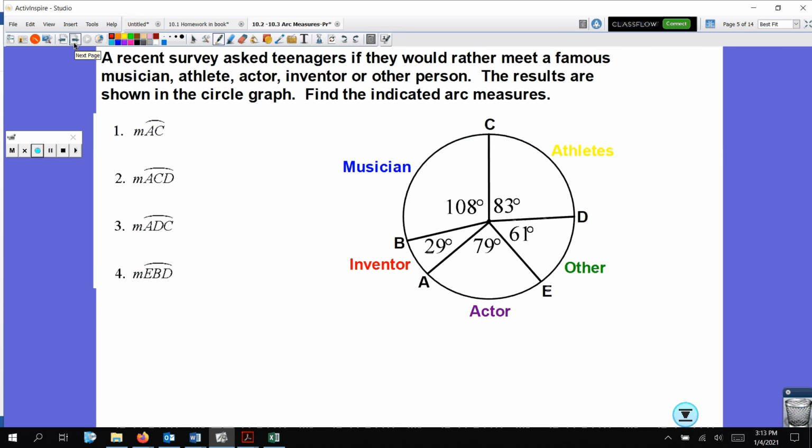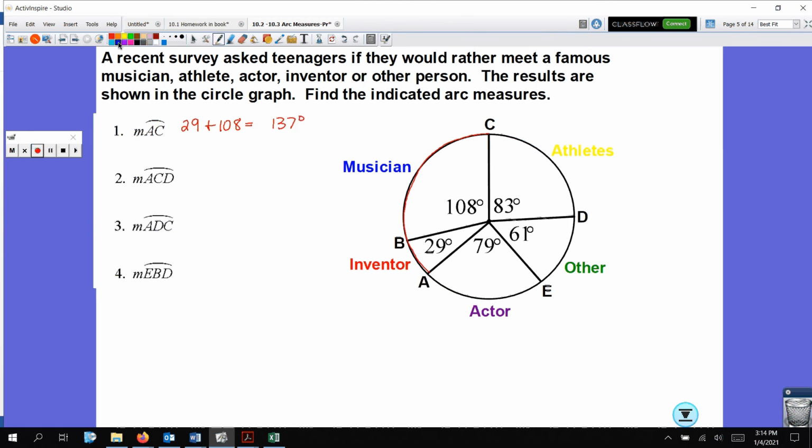All right, so now let's look at an example, okay? This gets a little crazy. We're gonna have to do some addition and maybe some subtraction. I don't know, let's check it out. So number one says the measure of arc AC. AC is in red here, okay? So that's inventors plus musicians, so 29 plus 108 gives me 137 degrees. Beautiful.